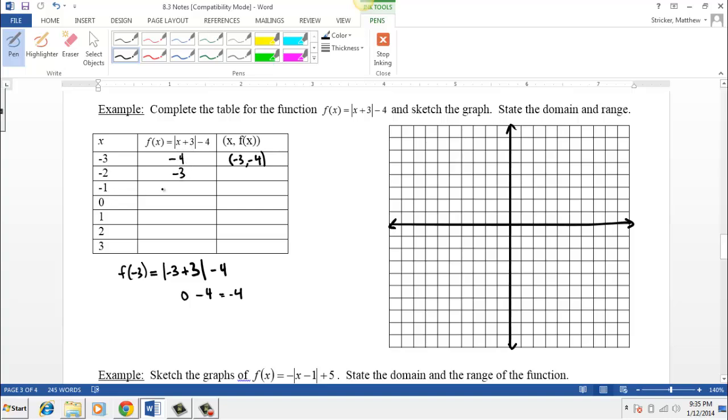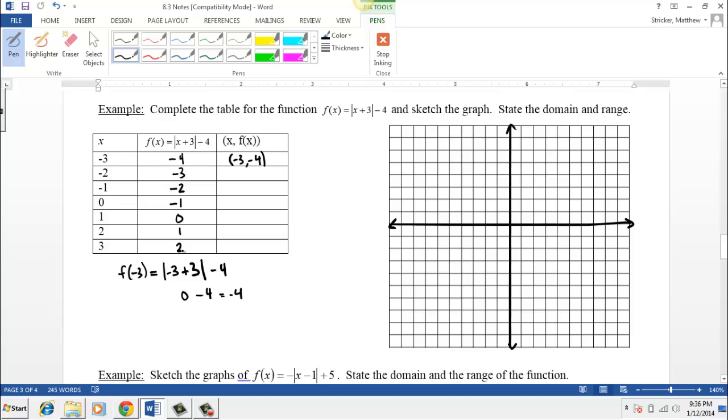When I plug -1 in, I get -2. When I plug 0 in, I get -1. When I plug 1 in, I get 0. When I plug 2 in, I get 1. And when I plug 3 in, I get 2.